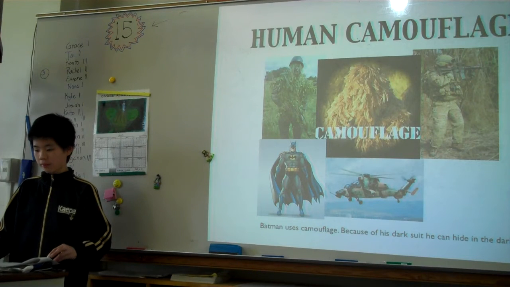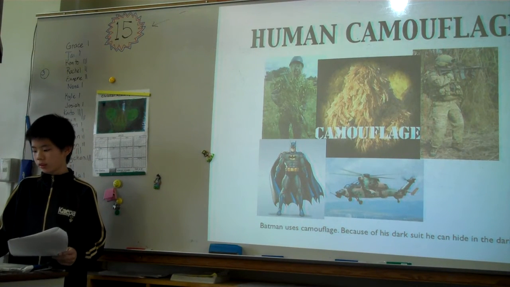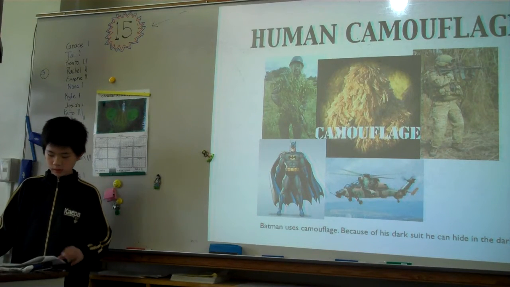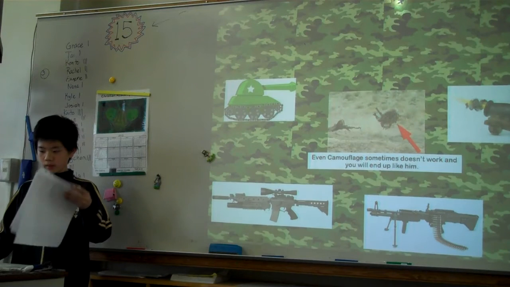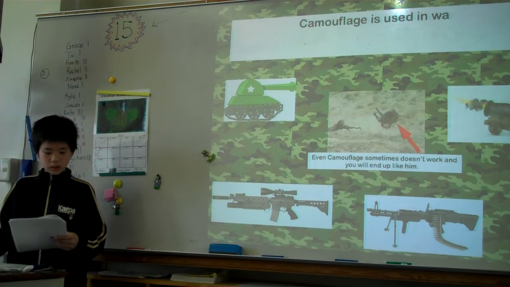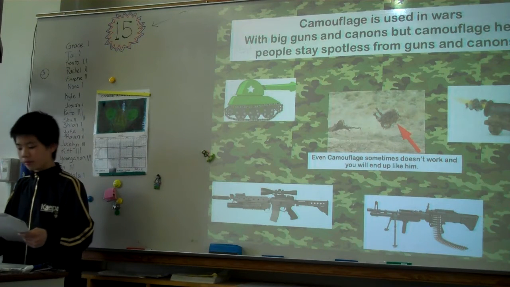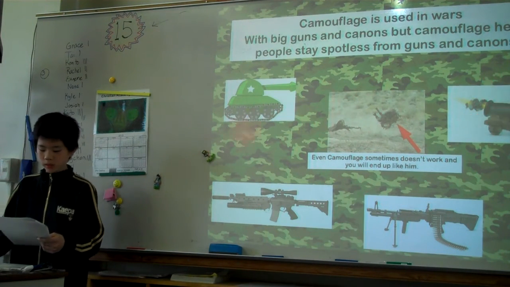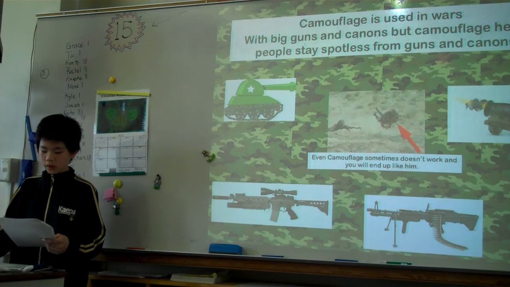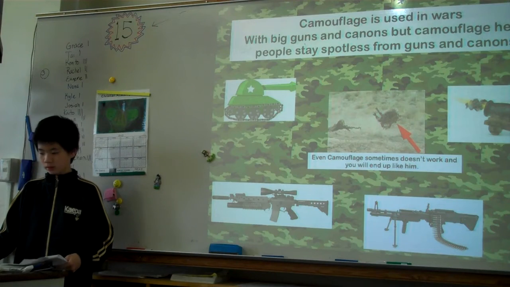Humans also use camouflage. Batman uses camouflage because of his dark suit. He can hide in the dark without being spotted. So, human camouflage is to hide from their enemies, to be able to come close to shoot his or her enemies, or to stay safe from their enemies.